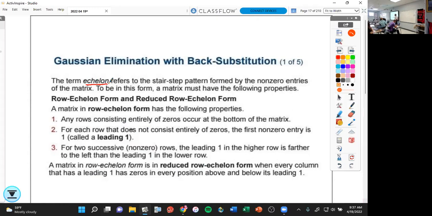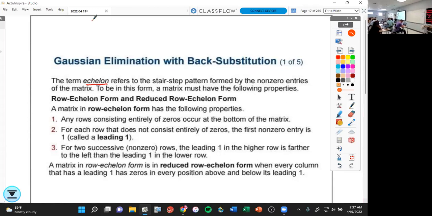A matrix in row echelon form has the following properties. Any rows consisting entirely of 0s occur at the bottom of the matrix. So if at any point you have all 0s, move it to the bottom. Step number 2, for each row that does not contain entries of zeros, the first non-zero entry is a 1. For two successive non-zero rows, the leading 1 in the higher row is further to the left of the leading 1 in the lower row. Does that make sense?